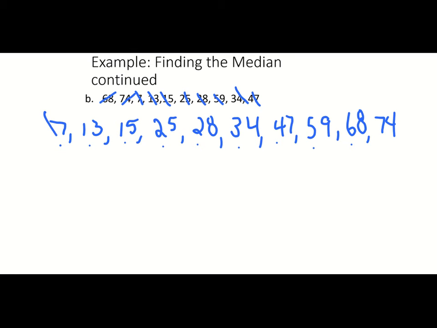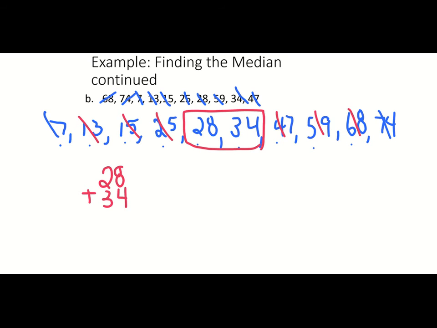Sometimes I like to just start from the outside, work my way in, cross off 1 in the front, 1 in the back. When I do that, I get to these 2 numbers in the middle. So I have 28 and 34. What I need to do is find the average of those 2 numbers. So I'll add them together. 28 plus 34. 8 plus 4 is 12. 2 plus 3 is 5, plus 1 more is 6. So now we have 62 divided by 2, and that gives me a median score of 31.